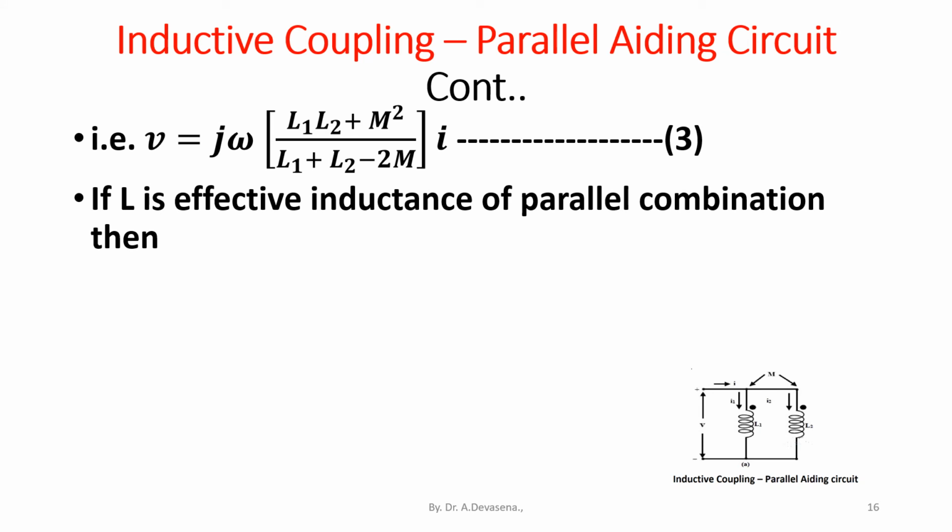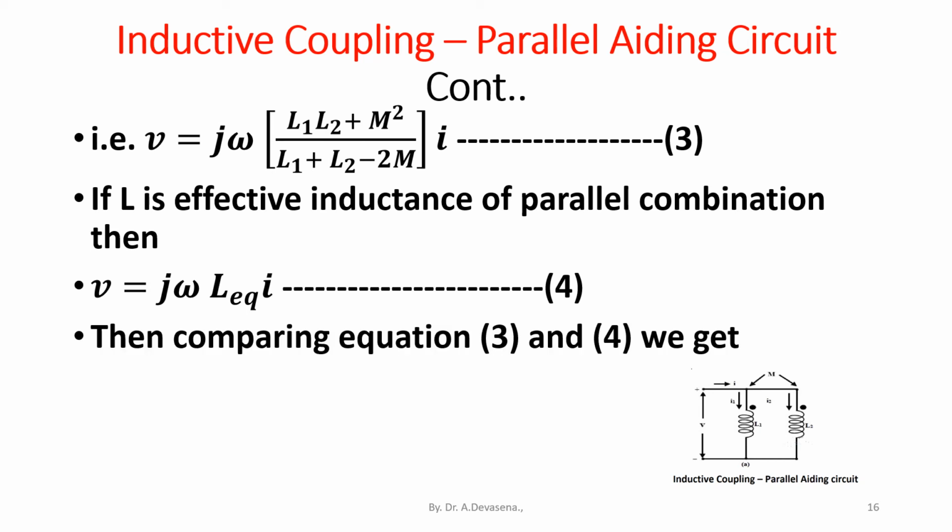If L is the effective inductance of the parallel combination, then V is equal to jω L equivalent into I. Consider this as equation 4. Then comparing equation 3 and 4, we get L equivalent is equal to (L1 L2 plus M square) divided by (L1 plus L2 minus 2M).